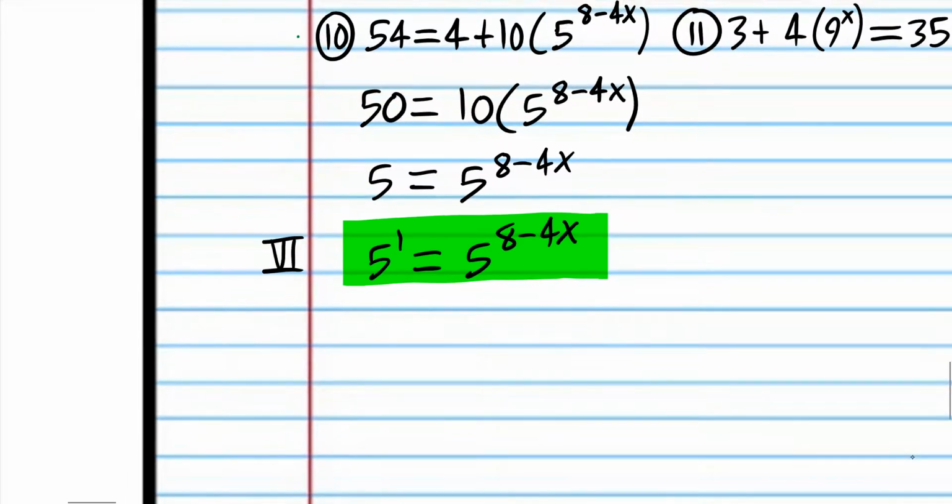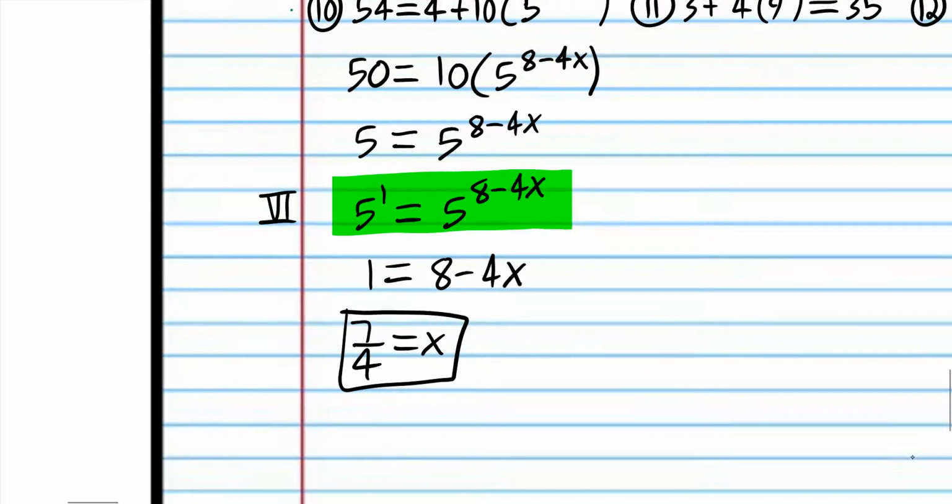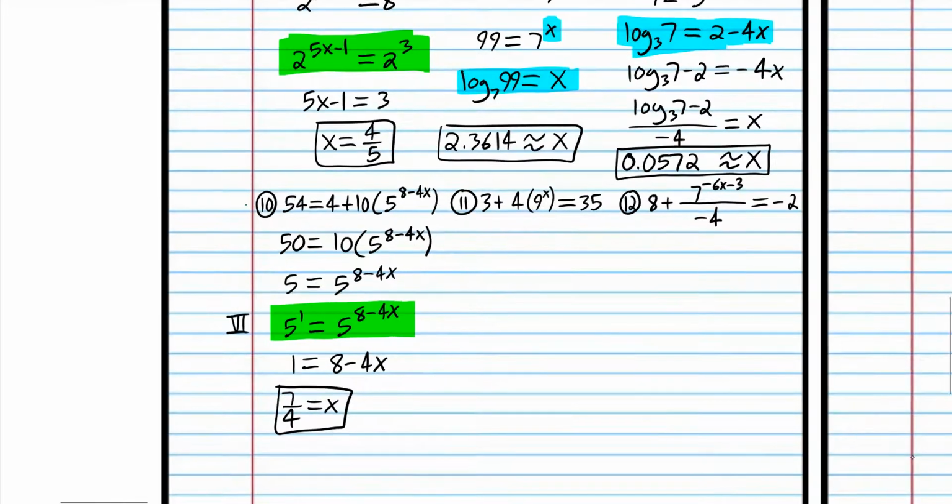That's this critical stage, so now we know that 1 is equal to 8 minus 4x. Get rid of the bases. And we end up with x is equal to 7/4. So if you got that answer, good job. You can just leave it as a fraction.